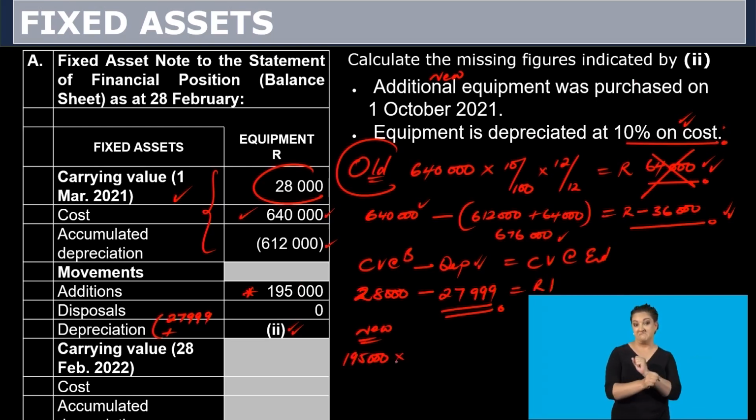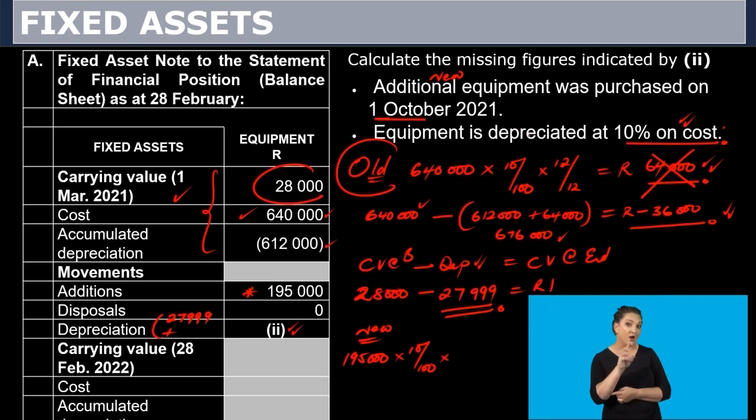195,000. Multiply by the rate, 10%. When did we acquire this one? 1 October. So again, we use our fingers. We say October, because it's 1 October, so we count October, November, December, January, February. Then the financial year ends. So that means we used this asset for 5 months in this particular year.